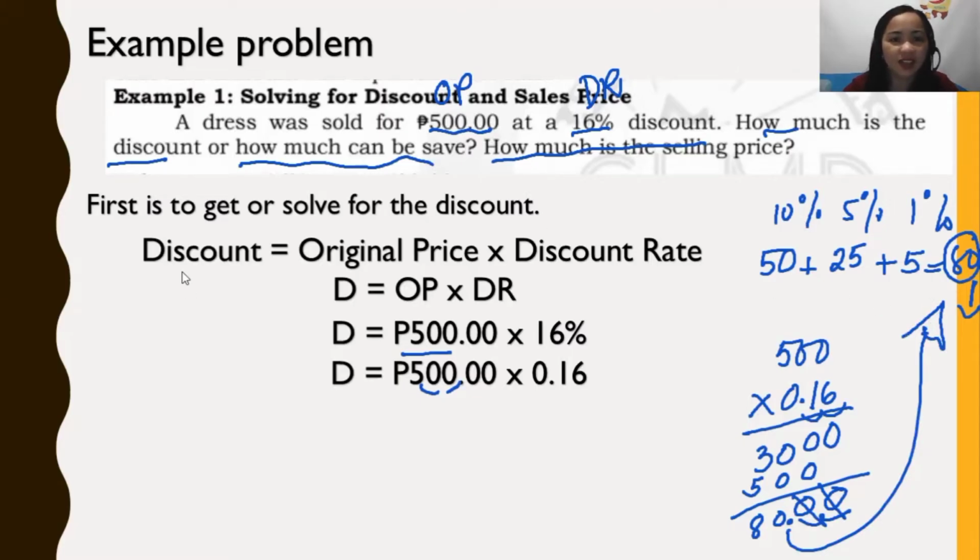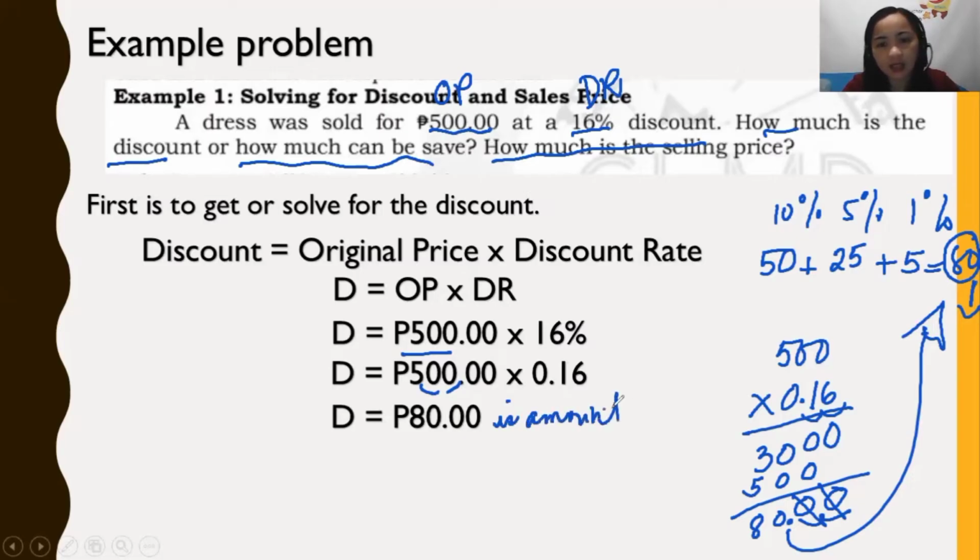Therefore, ayan, we have 16% of 500 is 80. 80 is the discount. Yun yung ibabawas natin. Ito yung masisave niya. 80 pesos will be saved, is the amount of money to be saved.